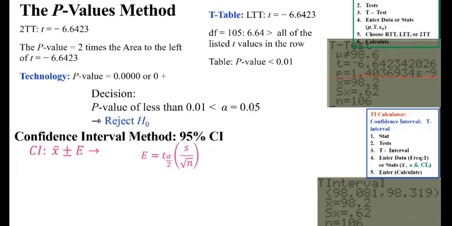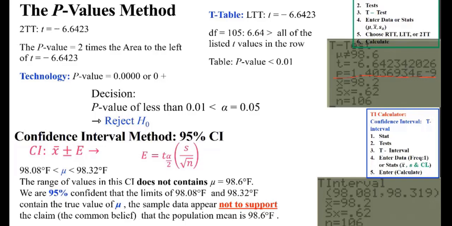And so what happens is that both ends are smaller than 98.6. In other words, the interval doesn't contain 98.6, so you get to the same result. The range of values in this confidence interval doesn't contain the number 98.6. So we are 95% confident that the limits contain the true value of mu, and the sample data appear not to support the claim or the common belief that the population mean is 98.6.